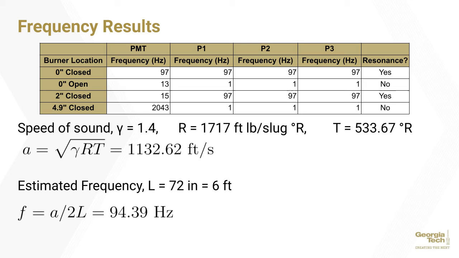The PMT frequency is only reliable for the 0-inch location, since the flame moves away, but the PMT does not move alongside the flame. To calculate estimated frequency, first the speed of sound is calculated from gamma, ambient air temperature, and the R gas constant for air. Then the frequency can be determined. It is close to the experimental frequency.